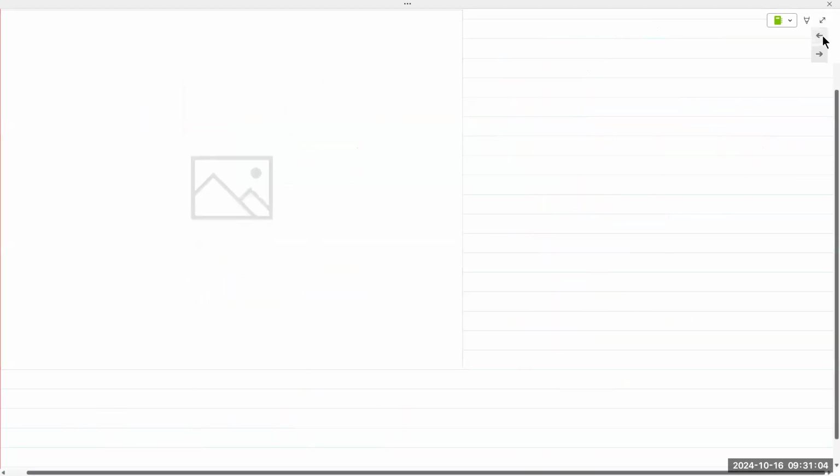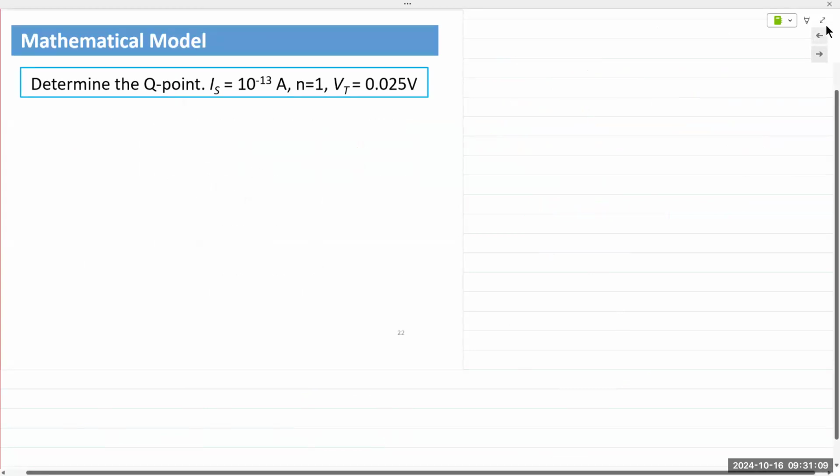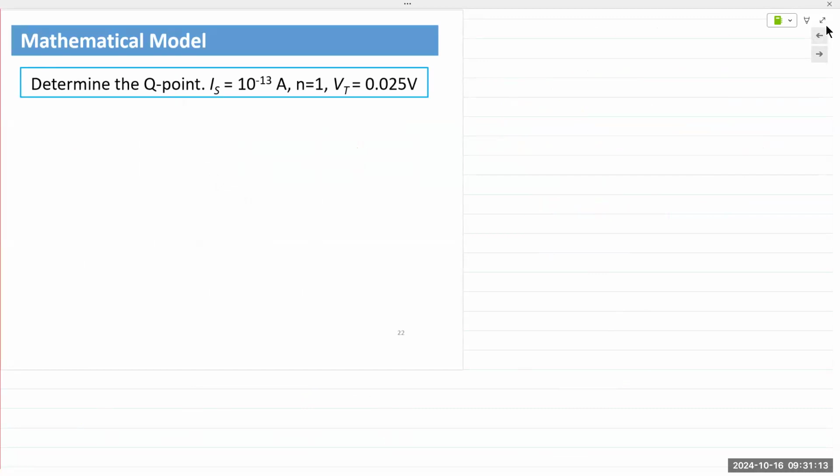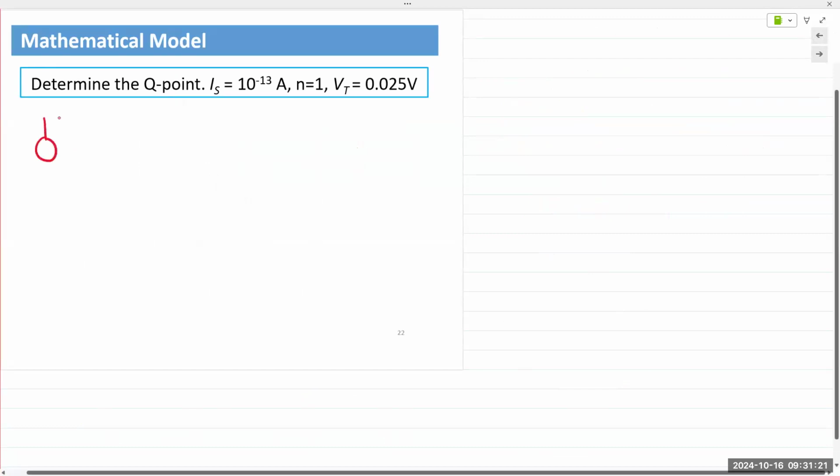Okay, so let's look at the last of our 4 techniques, the mathematical model. Mathematical model is straightforward. We are using the diode equations and then, of course, deriving a secondary equation from our circuit. So let's draw out our circuit. We have plus minus VD, and we have the diode current flowing through the circuit.